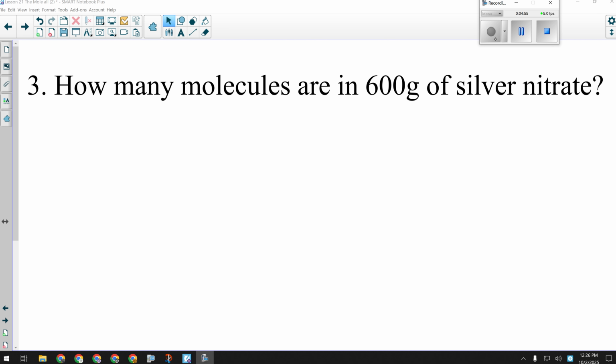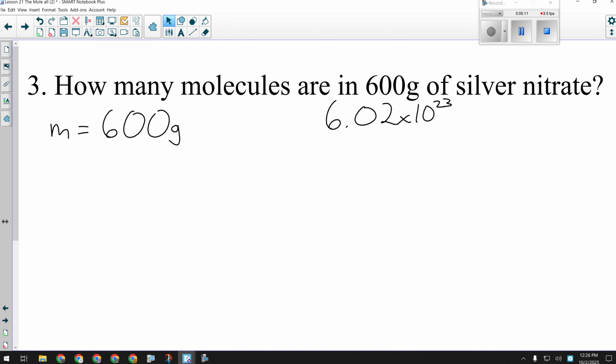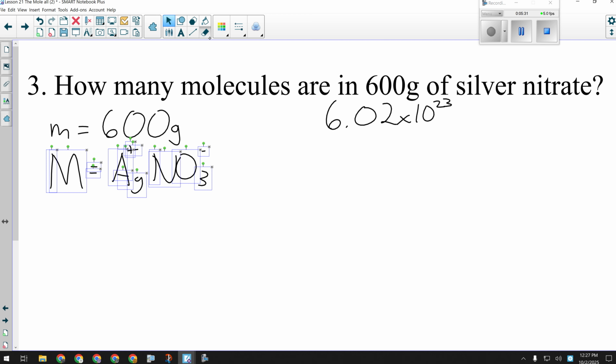So in a type 3 question, you'll be given a mass, which you are here. You're told the mass is 600 grams. If I see the word molecules in there, then I know I'm also going to be using Avogadro's number at some point. The other piece of information this question gives me is the material that I'm dealing with, which helps me calculate big M. This stuff is silver nitrate.